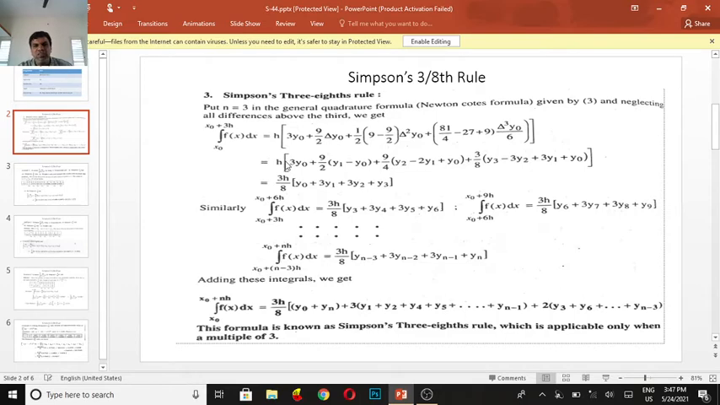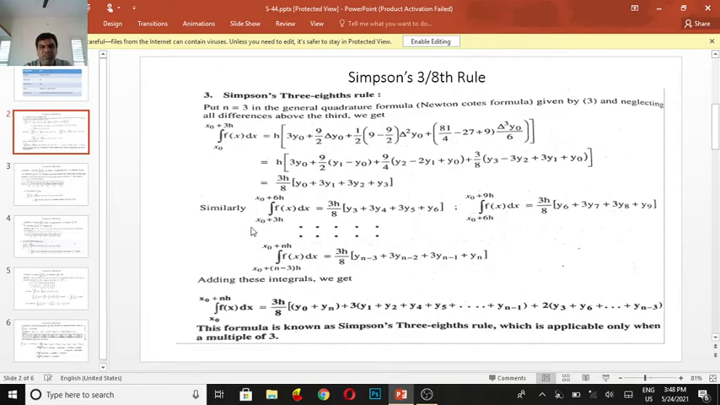So that is h of 3y0 plus 9 by 2 delta y0, which equals y1 minus y0 plus 9 by 2 and so on. Again I'm simplifying delta squared y0. We already know from the previous slide that delta squared y0 is y2 minus 2y1 plus y0, and delta cubed y0 is y3 minus 3y2 plus 3y1 minus y0. Totally simplifying, this equals 3h by 8 of y0 plus 3y1 plus 3y2 plus y3, for the first interval.